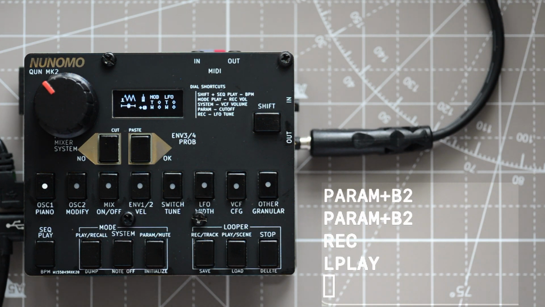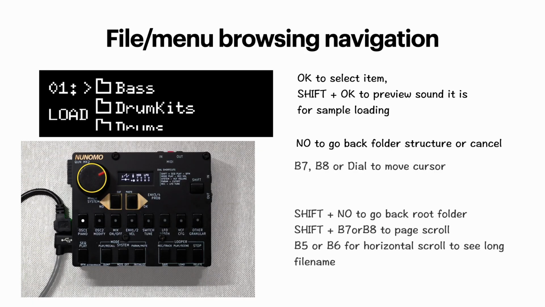And then next, let me explain about the file menu browsing navigation. So when you see the screen like this, you're in the file or menu browsing mode. Press OK to select the item, or shift OK to preview the sound if you are in the sample loading mode. And press no to go back a folder, or cancel the operation when you are already in the root folder. And button 7, 8, or turn the dial to move the cursor.